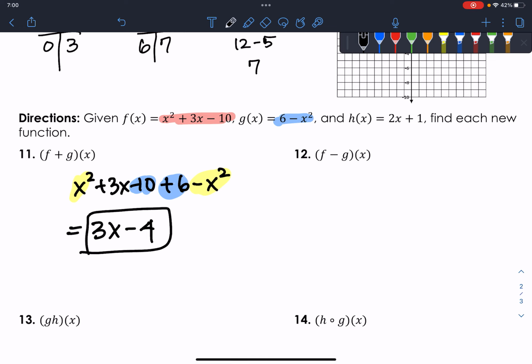Now to subtract f and g, this time I'm going to put g in parentheses, so I distribute that negative sign, and I subtract again both of those terms, not just the first one, but both of them.